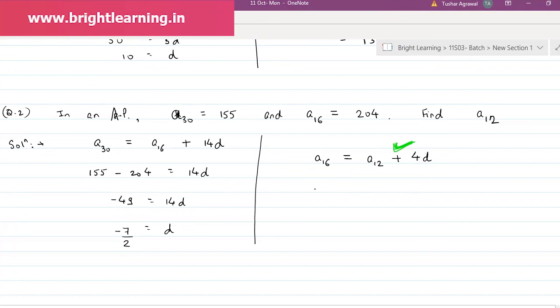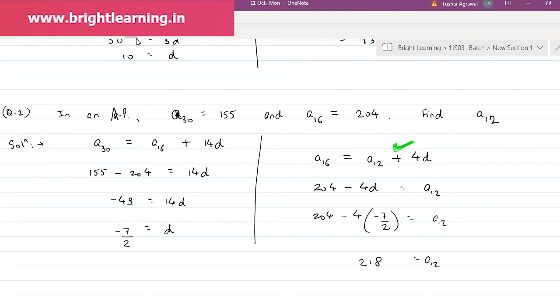Now, the 16th position is 204. So 204 minus 4D is the 12th position. So 204 minus 4 into minus 7 by 2 is A12. It turns out to be 204 plus 14 with a positive sign, so 218. Okay, clear? Yes, sir. Further questions we will do tomorrow.